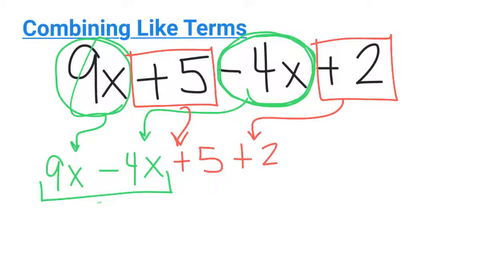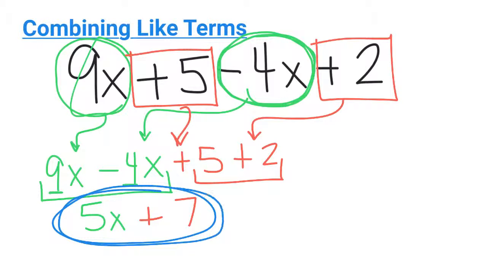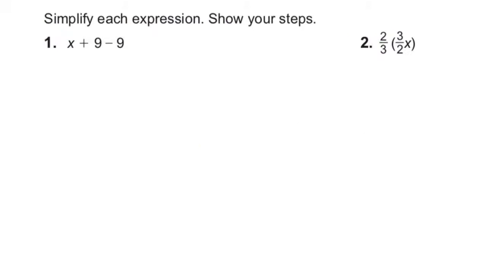9x's minus 4x's would get us to 5x's. Again, I'm just subtracting the whole numbers and then bringing the x along for the ride. Same thing with your whole numbers. This is what we're used to doing. 5 plus 2 is 7. So my simplified expression for 9x plus 5 minus 4x plus 2 would be 5x plus 7.